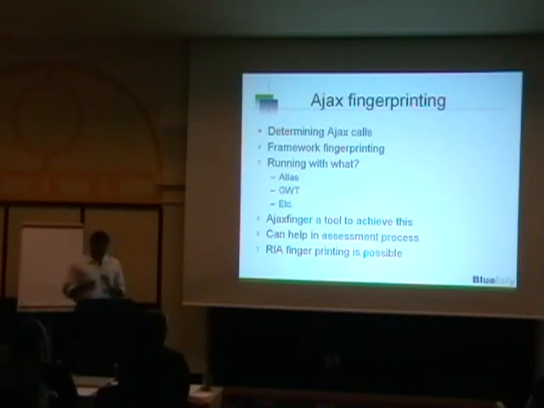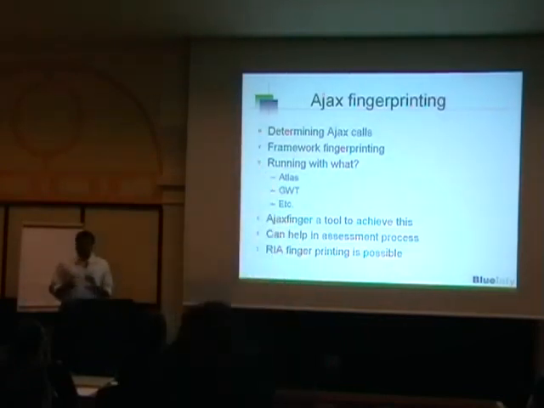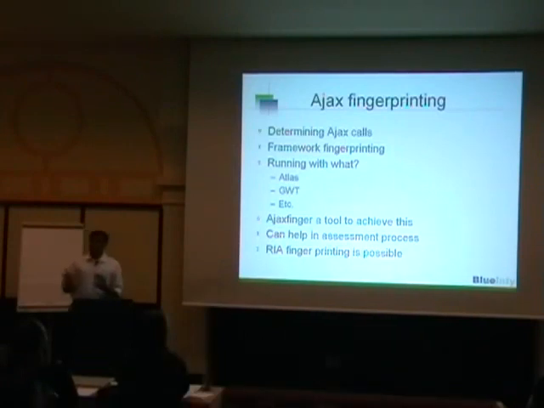So before starting an application-level assessment, if you want to assess what kind of Ajax framework it is running with, you can use some tools. There is a tool which I wrote. It's called Ajax fingerprinting tool, which has some fingerprints for popular frameworks. So whatever page you are assessing, you can compare which framework it is running with. It can help in the assessment process, and you can even do RIA fingerprinting as well if you are running a Flash-based application hosted on Laszlo or such.